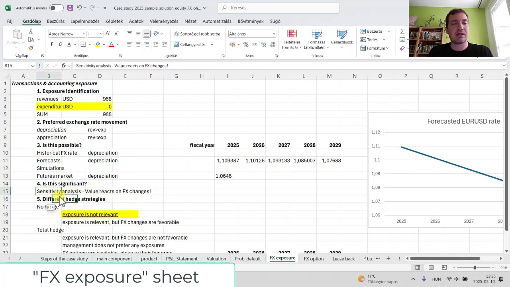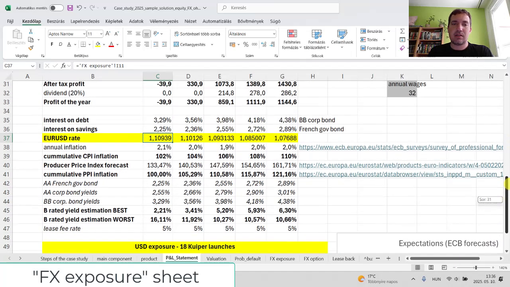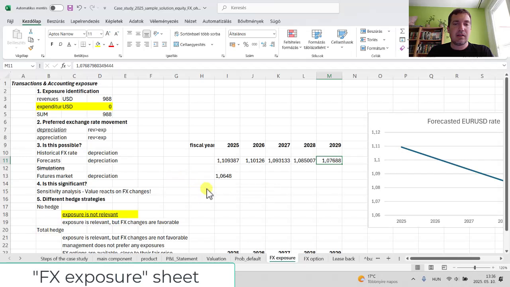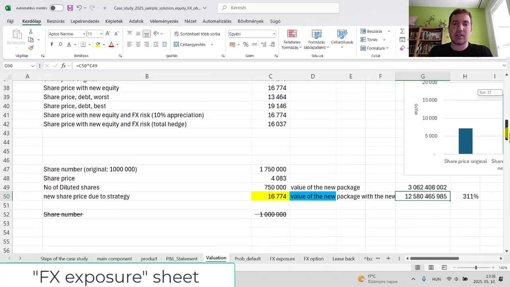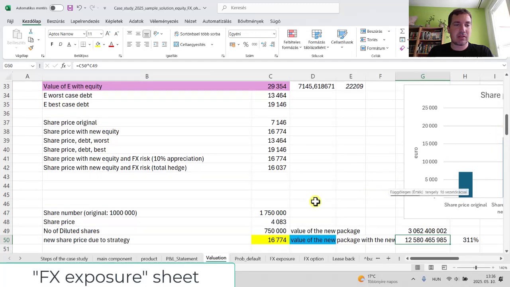So sensitivity analysis should be made. So let's pick up these numbers. And we already captured them within our Excel sheet. So these are the numbers. And after that, can we see that value was changing at all? So we are going to valuation. We are checking that, okay, what happened with the share price?